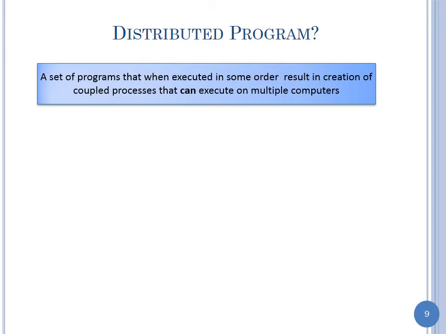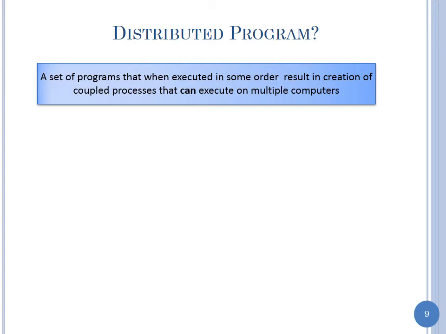So the idea is that you take a set of programs, you execute them, and you can create from that a bunch of coupled processes, where the coupled processes are as I defined earlier. You create a coupled process group, actually. And here I say can execute on multiple computers. We started off by saying that a distributed system has resources on different computers connected by a network. And now I'm even losing that. I'm saying, well, they can execute on multiple computers, but they can also execute on the same computer. And we'll still call that a distributed program.